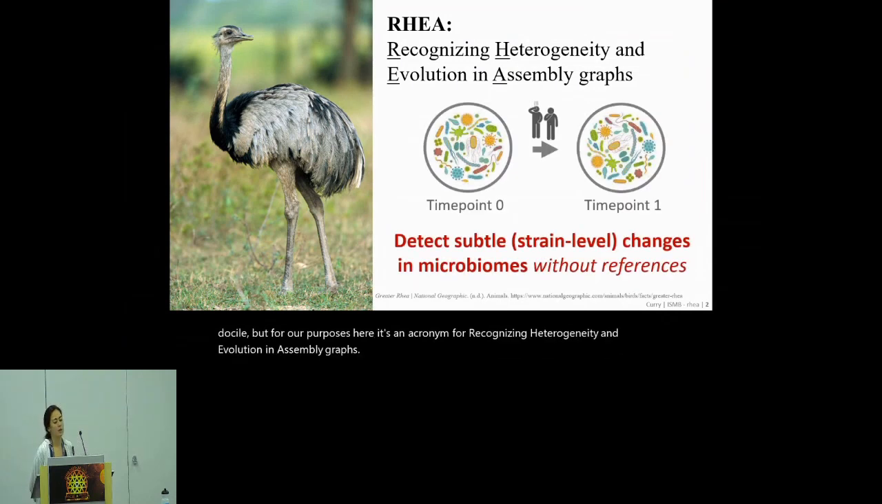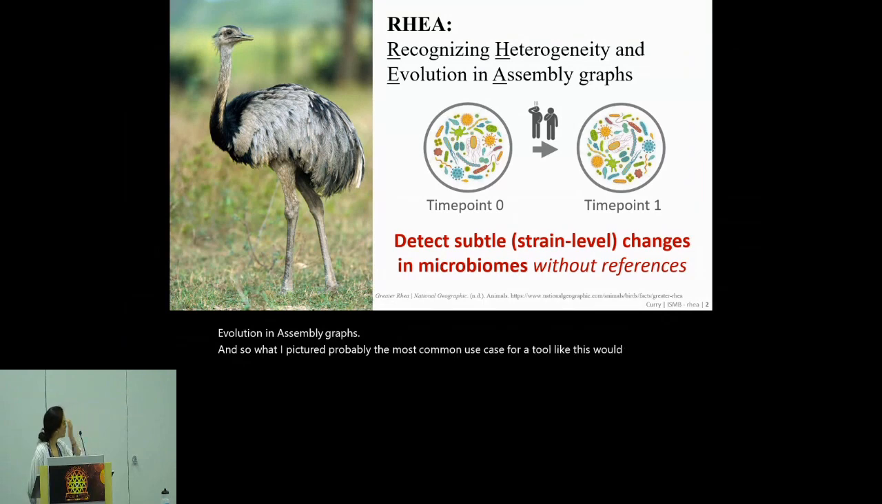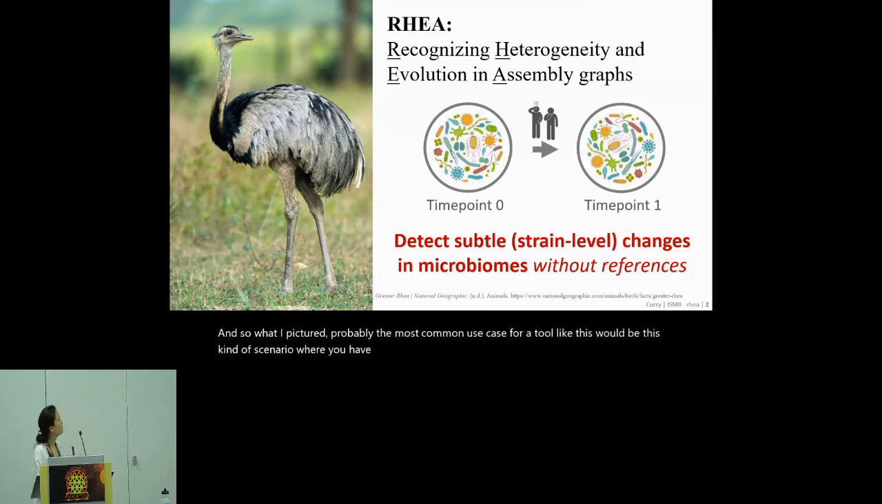And so what I pictured, probably the most common use case for a tool like this, would be a scenario where you have maybe a human who was healthy and then they're starting to show an onset of disease. And so what we'd want to look at is their microbiome both before and after the disease. And we'll look for those subtle differences, that subtle change between our two different time points. So I was picturing probably more of a longitudinal type analysis here.